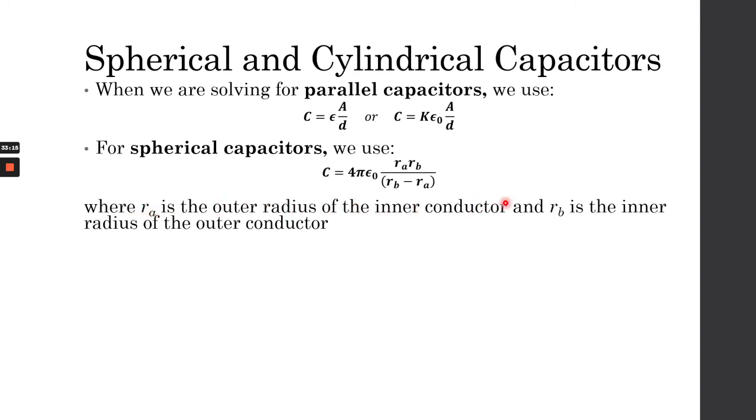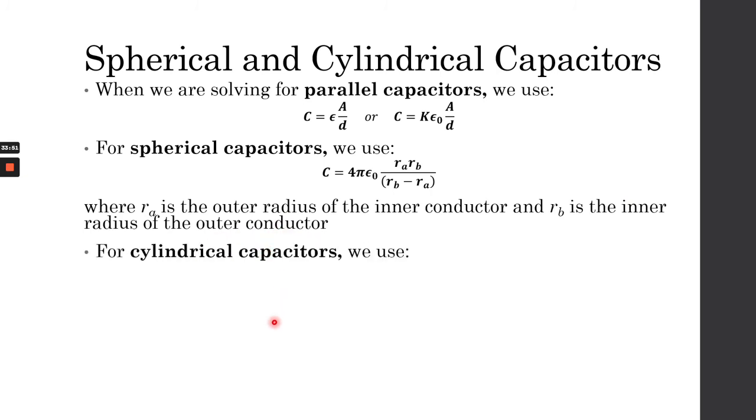When I say inner conductor, it's the inner sphere, okay? Do not get confused: outer radius, but inner conductor. And RB is the inner radius of the outer conductor. Later, I will show you a picture of why we keep talking about the outer radius of an inner conductor and the inner radius of the outer conductor. But just remember that when you're talking about RA, you're talking about your inner sphere or inner conductor. When you're talking about RB, you're talking about the outer conductor or the outer sphere.